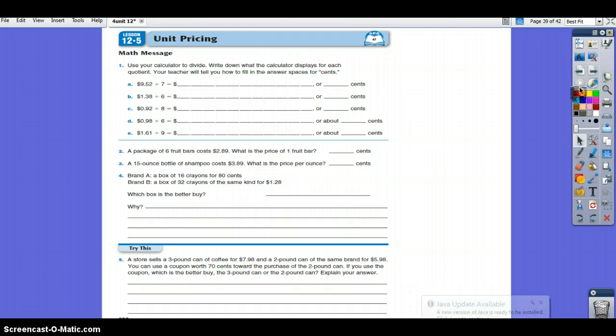12.5 Unit pricing. Use your calculator to divide. Write down what the calculator displays for each quotient. I will tell you how to fill in the answer spaces for cents. So if you look at the first one, $9.52 divided by 7. Go ahead and find your answer, and then for cents we're going to round it. Once you have A, B, C, D, and E's answers filled in, then come back to me and we'll do the cents together.